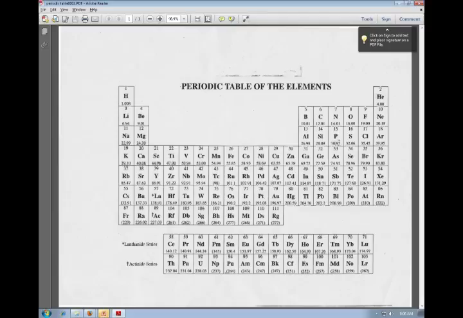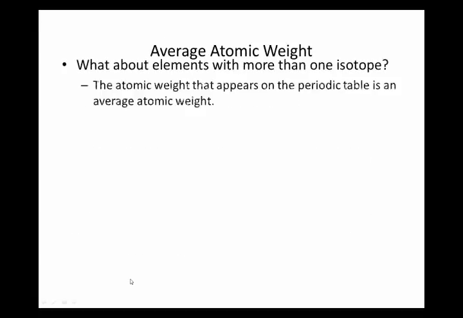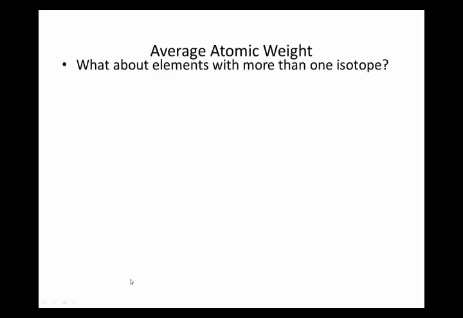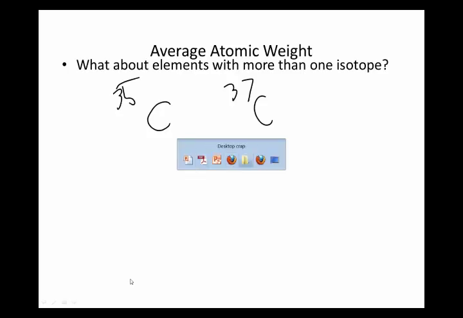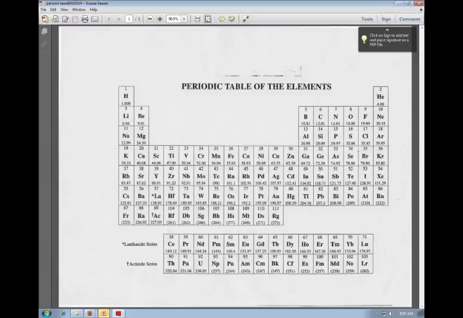Now, here's the thing. Phosphorus only has one naturally occurring isotope, so it's easy to pick what's going to go on the periodic table. But what about something like chlorine, right? Remember, chlorine has two naturally occurring isotopes, chlorine 35 and chlorine 37. So if we look at the periodic table, keep going all the way around, we'll see that, well, that's not really close to either one, right? That's something kind of in the middle.